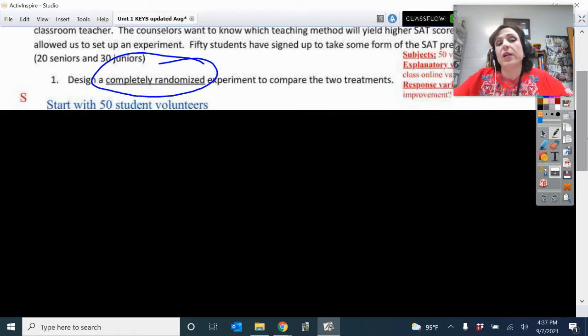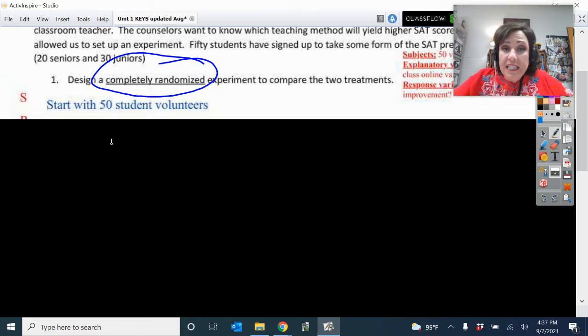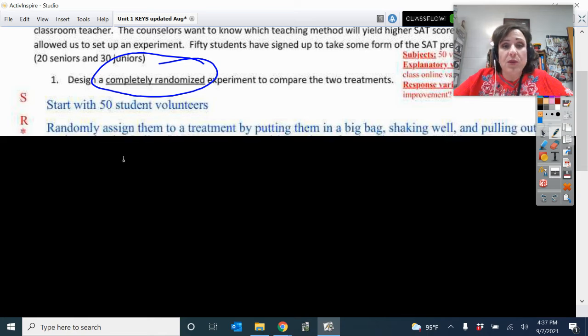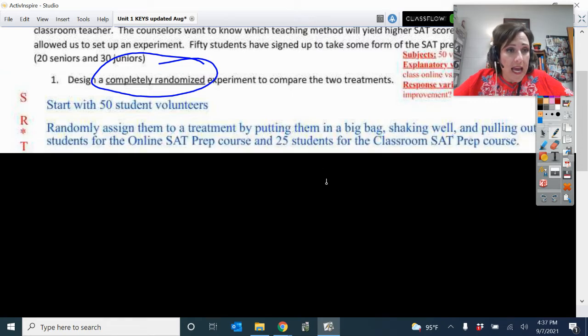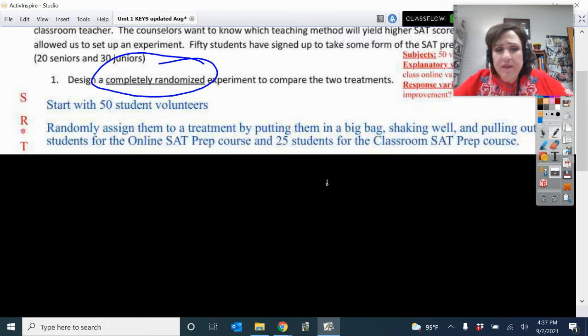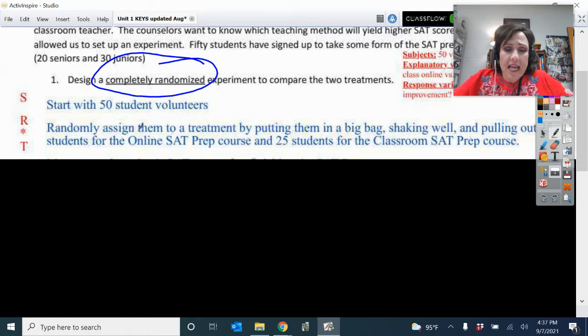So here we go. So our completely randomized is just our SRAP Me Capped. So we're going to start with the 50 student volunteers. And so we're going to randomly assign them with a big bag. So we're going to randomly assign them to a treatment by, here comes the asterisk, putting them in a big bag, shaking well, and pulling out students, or 25 students for the online SAT prep and 25 students for the classroom SAT prep course. Make sure you're saying putting them in a big bag, shaking well, and pulling out.